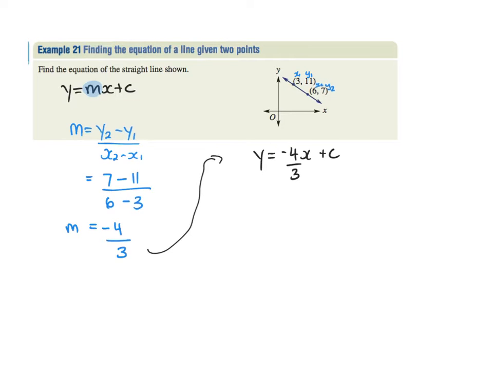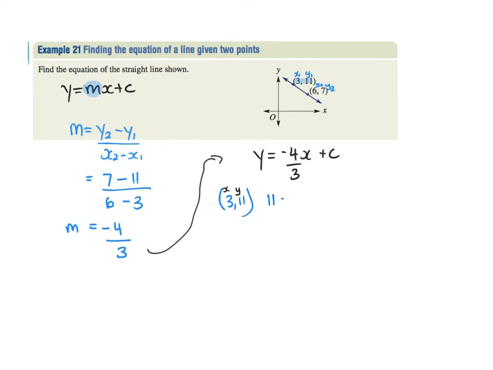Now, because I don't know what c is, but I do have a point, I'm going to use one of the points, and I'm going to use this one. I'm just picking any one. Doesn't matter, you'll get the same answer, so I'm picking that one. So I've got 3, 11. So this is my x and that's my y, and I'll pop it into this equation.